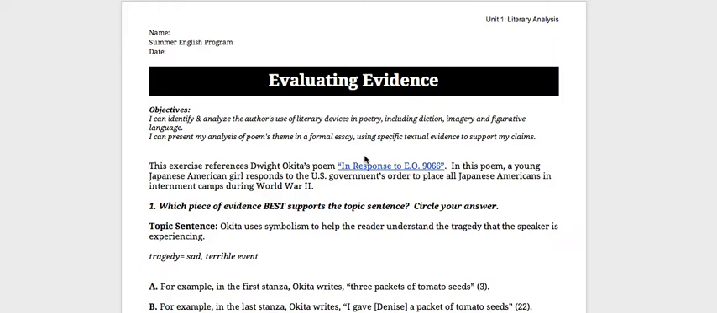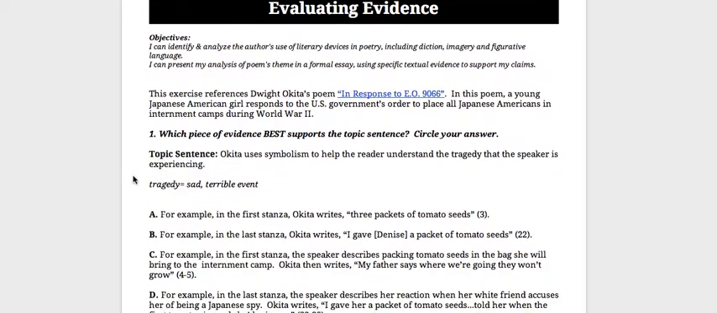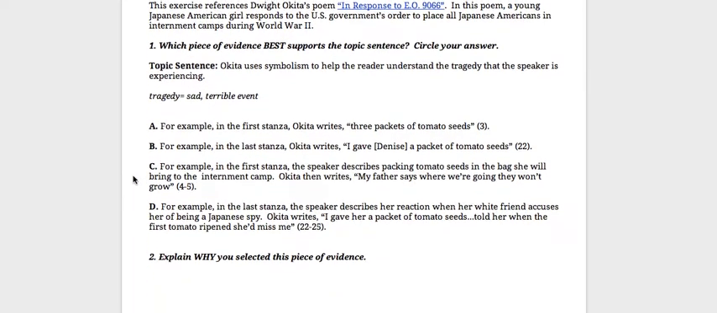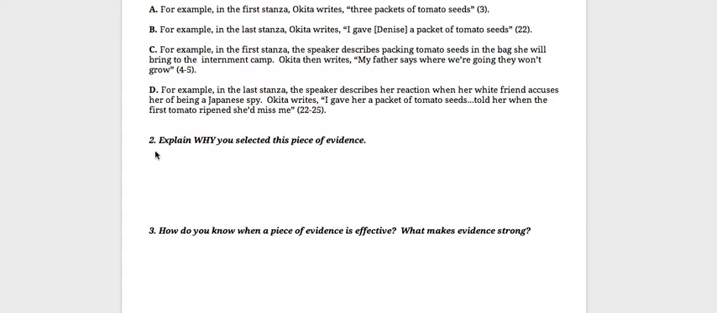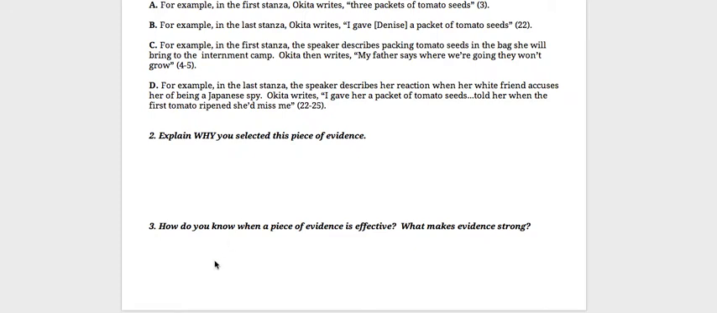Before continuing further, make sure that you have completed this handout. You should have read through the pieces of evidence, selected the piece of evidence that best proves the topic sentence, and written an explanation of why you selected this evidence and how you know that a piece of evidence is effective. If you have not done this yet, please pause the video and return when you're ready.